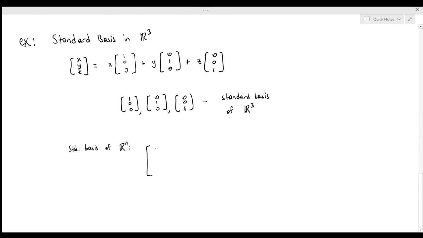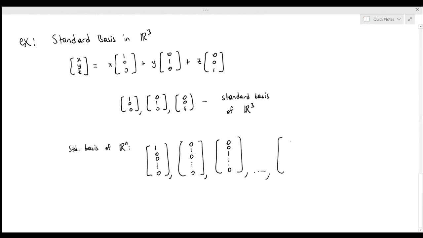So it consists of the vectors that have 1 in one component and 0 everywhere else. All right, so that's one example of a basis in Rn.